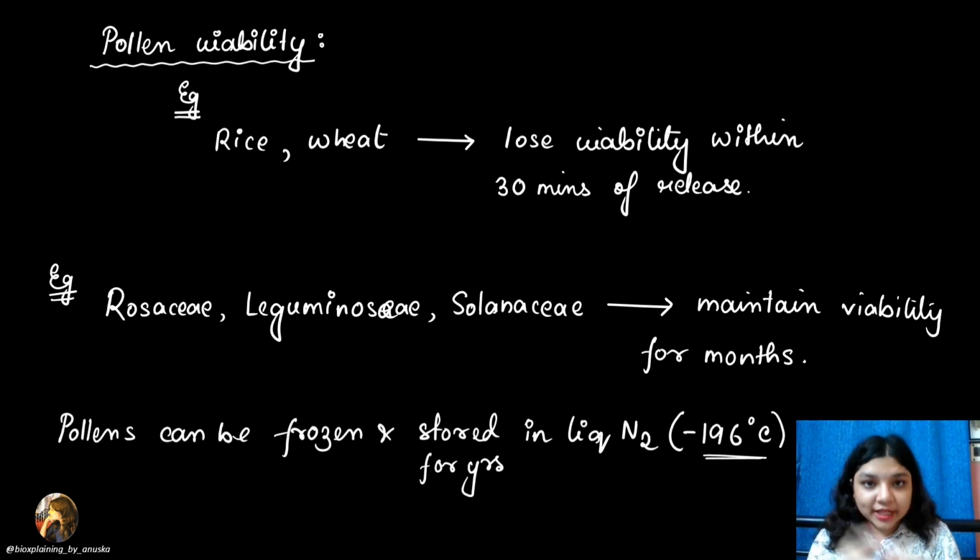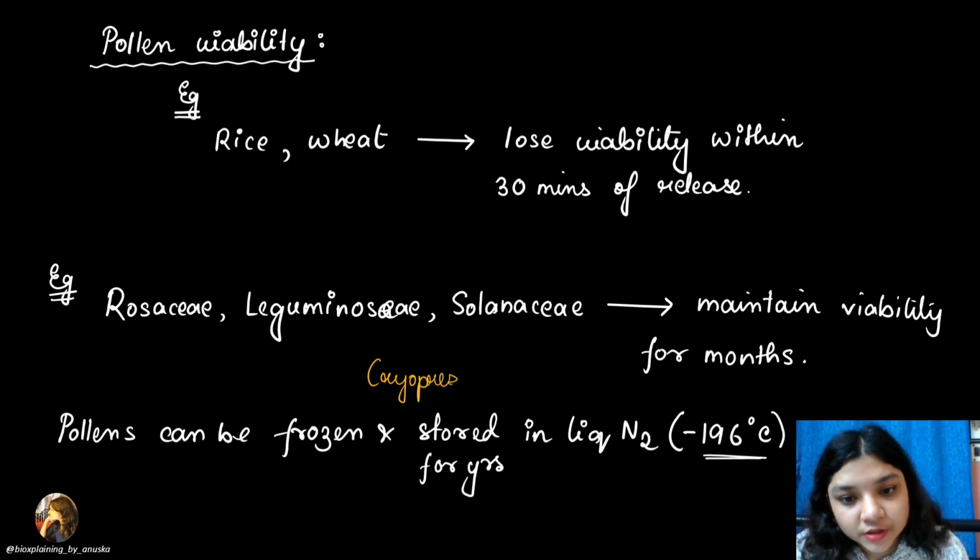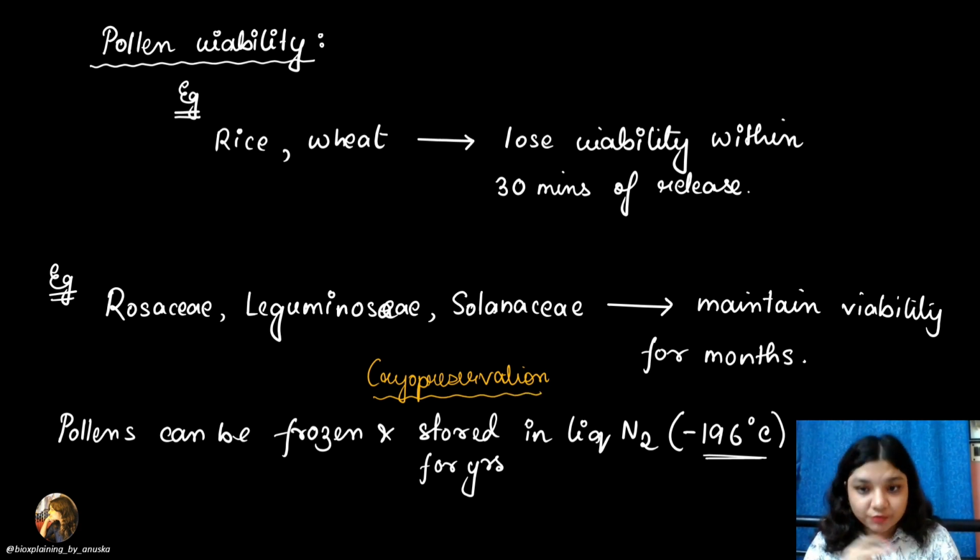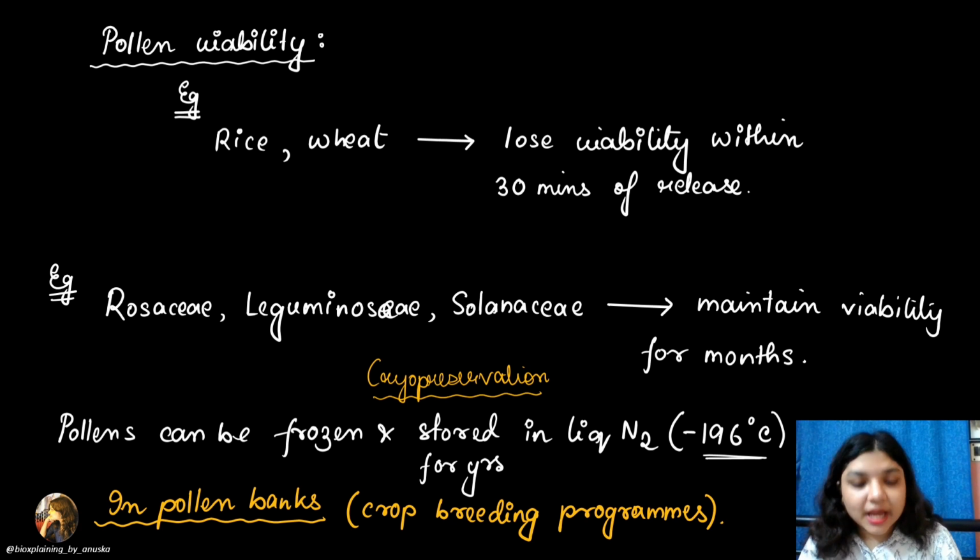Getting it? So what can we do? Pollen grains can be frozen and well stored in liquid nitrogen at minus 196 degrees centigrade. So this kind of storage is what we call cryopreservation. That is storage of substances in liquid nitrogen at minus 196 degrees centigrade. And these stored pollen grains can be kept in the pollen banks and they can be used for various crop breeding programs.